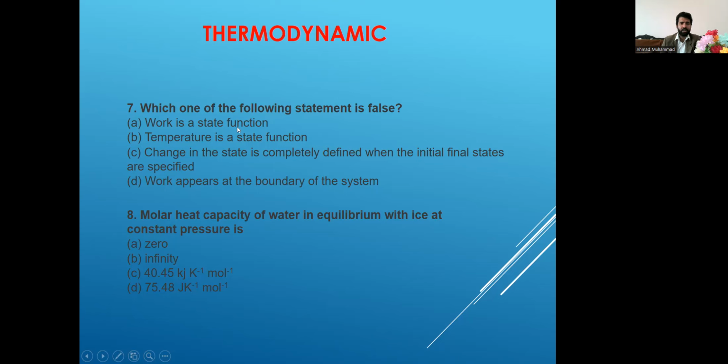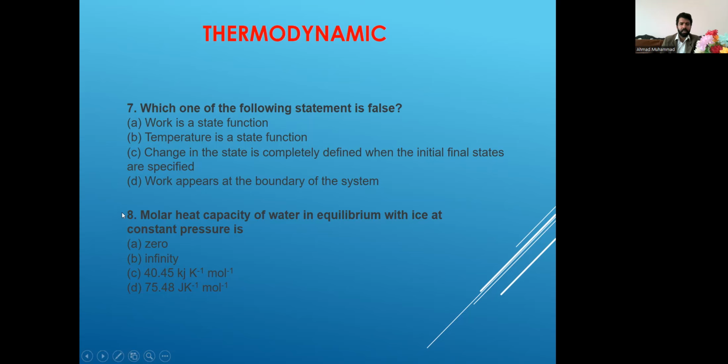For question 7, which one of the following statements is false? Work is a state function, temperature is a state function, option C is change in state is completely defined when the initial and final states are specified, and option D is work appears at the boundary of the system. So the right option is the first one. Work is a state function is not true, because work is a path function.